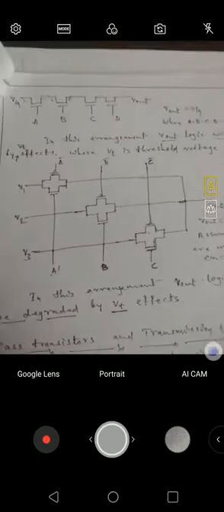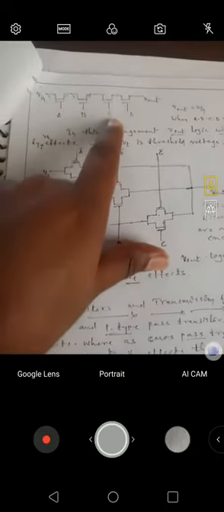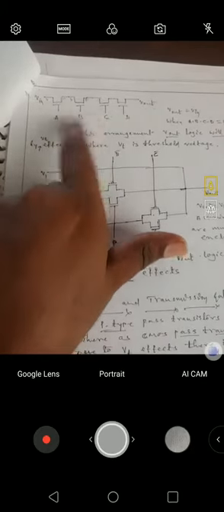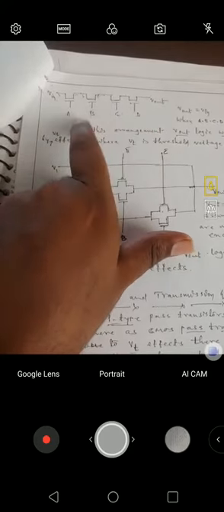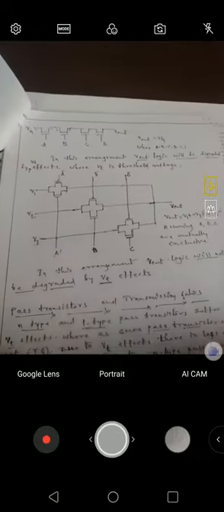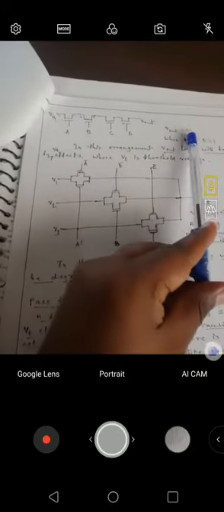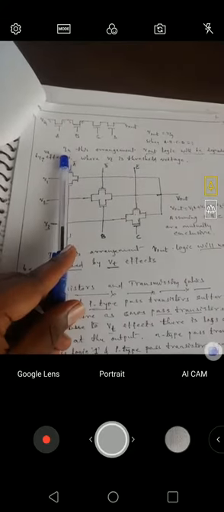Here, this is the series connection of pass transistors A, B, C, and D. These are the control signals. When all these are 1, that means it's connected, NMOS transistor. When the input is 1, it's on. At that time, the output is equal to V in. Here, V out is equal to V in when A, B, C, D are equal to 1. In this arrangement, the V out logic will be degraded by the threshold voltage.